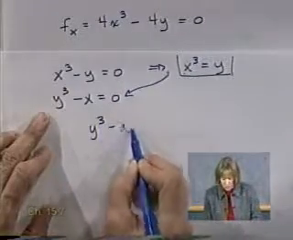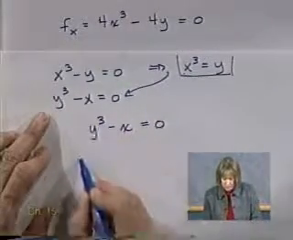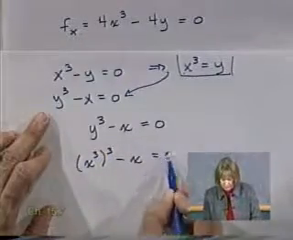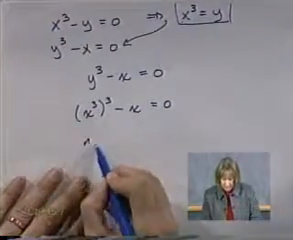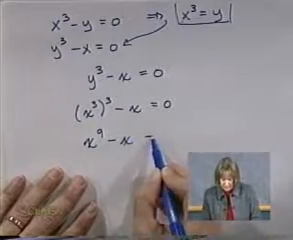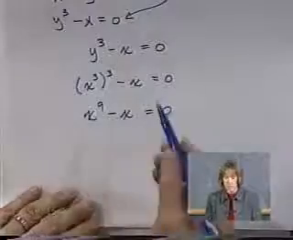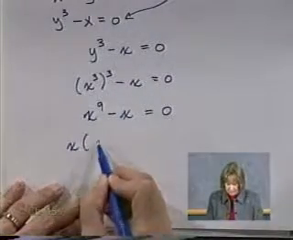So I have y cubed minus x is 0. So where I see y, I take it out, and I put in x cubed. And that gives me x to the 9th minus x is equal to 0. Okay, now how am I going to solve that? Well, I'm going to factor it. I can factor out an x.